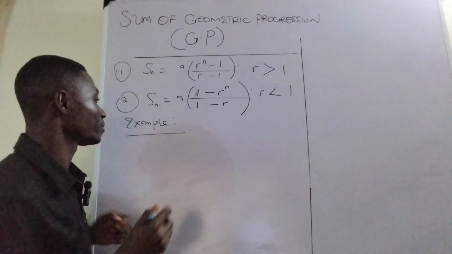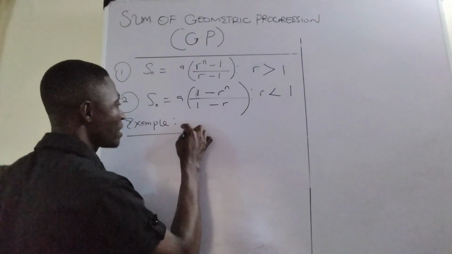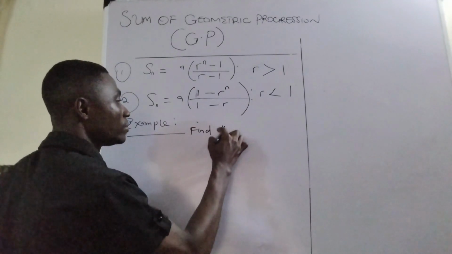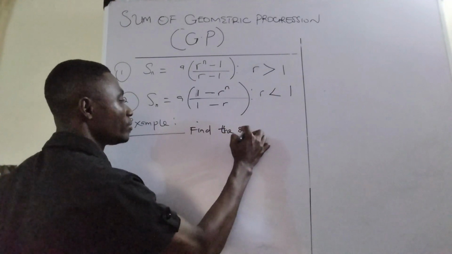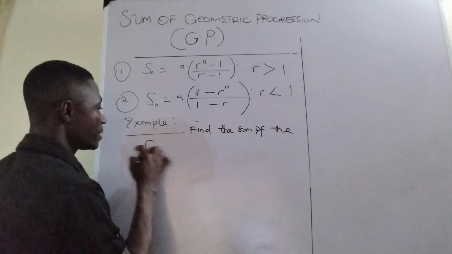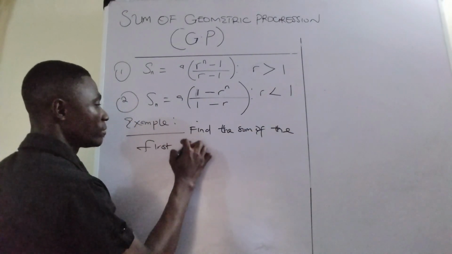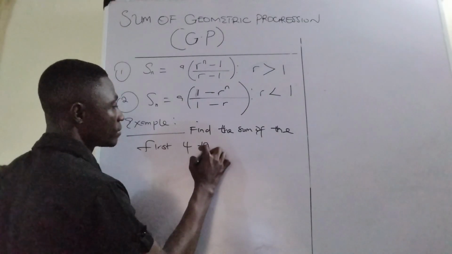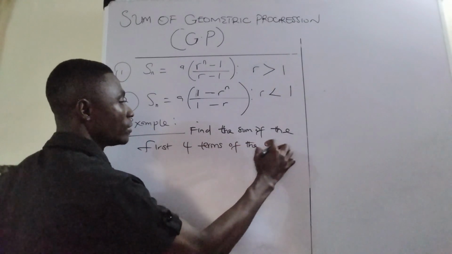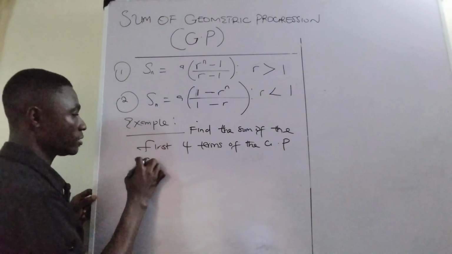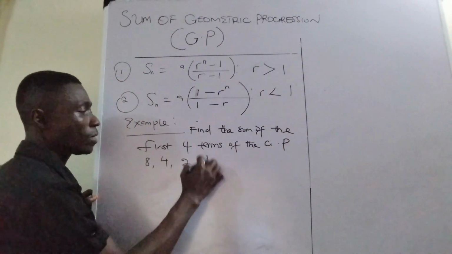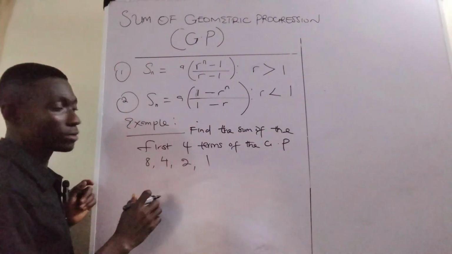So let's see. How about we're asked to find the sum of the first four terms of the GP. What is the GP? 8, 4, 2, and 1. We were asked to find this.